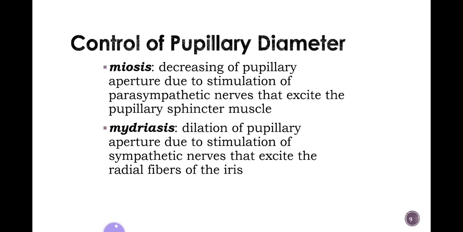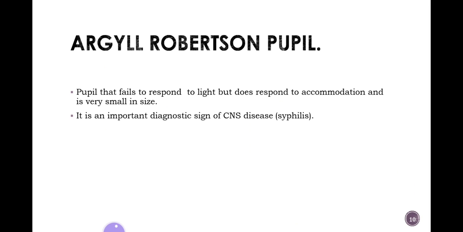How does the control of pupillary diameter take place? It is under the control of parasympathetic nerves and sympathetic nerves. It is known as miosis and mydriasis. Miosis is the decrease of the pupillary aperture due to stimulation of parasympathetic nerves, as I have already told you, that excite the pupillary sphincter muscles. Then mydriasis is the dilation of the pupillary aperture due to the stimulation of sympathetic nerves that excite the radial fibers of the iris.